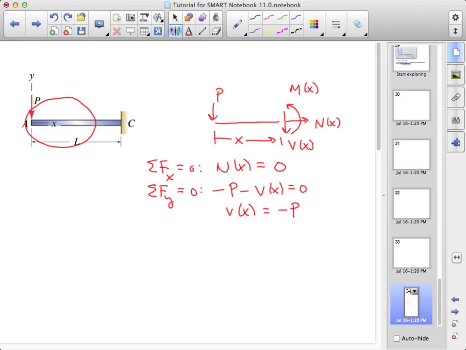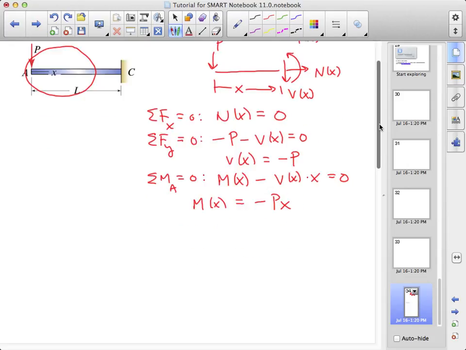Finally, there are two natural places for us to take moments, either about the origin A or the cut plane x. Either one will give us the same result. I'll choose to take moments about A and set that equal to 0, in which case we have M of x minus V of x times x equals 0, or M of x equals V of x times x, but V of x is minus P, so M of x is minus Px.